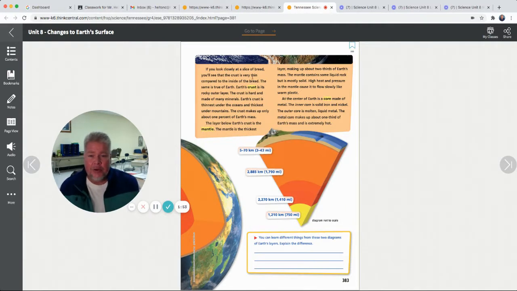If you look closely at a slice of bread, you'll see that the crust is very thin compared to the inside of the bread. The same is true of the Earth. Earth's crust is its rocky outer layer.